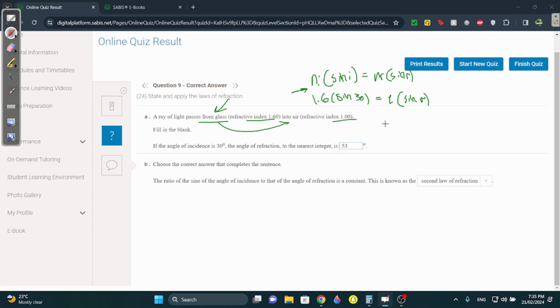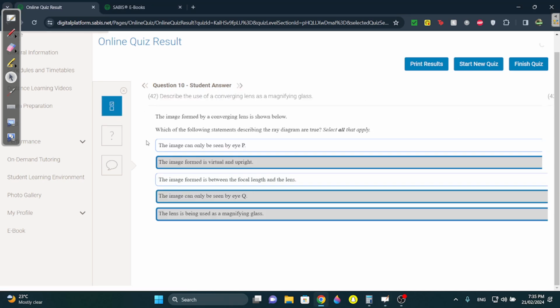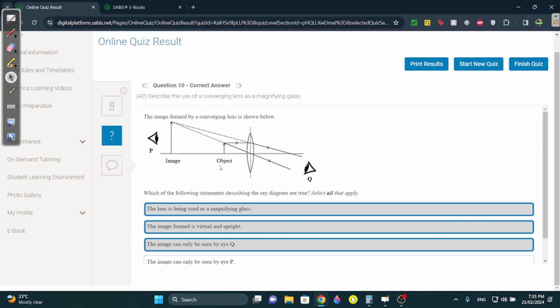We don't know it, we're trying to find it. 1.6 times sine 30 is 0.8 equals 1 sine R. Obviously, to find R, you have to do shift sine of 0.8, which is 53 after rounding. I don't have my calculator beside me, but you should get 53. And the ratio of the sine of the angle of incidence to that of the angle of refraction is a constant. This is known as the second law of refraction. Memorize it.